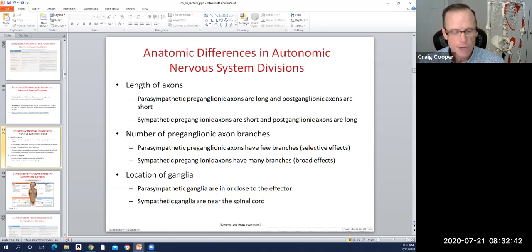So preganglionic axons are short in the sympathetic and long in the parasympathetic. Postganglionic axons are just the opposite. They're going to be long in sympathetic and short in parasympathetic. So that's definitely important to remember. And again, the sympathetic ganglia, with a couple exceptions, are mostly going to be very close to the spinal cord. So very short.